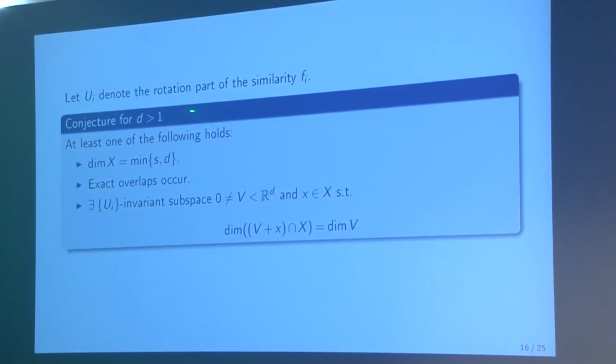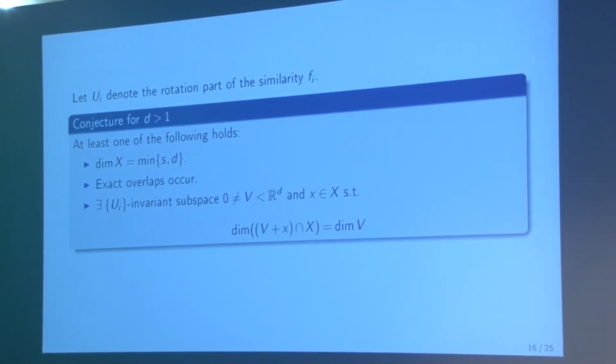So let u_i denote the rotation of the similarity f_i. So f_i is a rotation, a scaling, and a translation, and u_i is the rotation part. The conjecture in higher dimensions should be that one of the following holds, maybe more than one. Either the dimension is as expected, or you have exact overlaps, or there is a subspace V of R^d which is invariant under the u_i, and a point in the attractor so that the intersection of the attractor and the translate of the space through that point has full dimension. It has the dimension of the subspace itself.